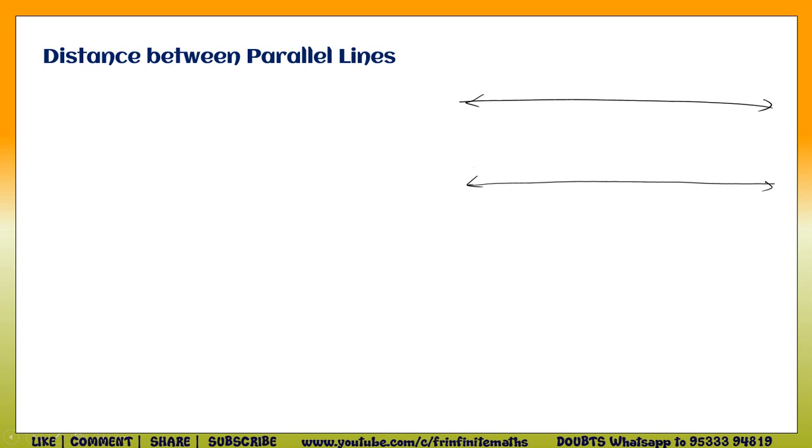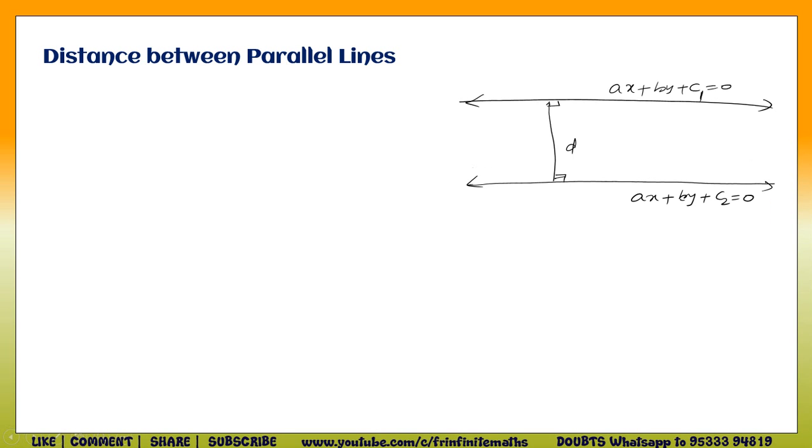So these are nothing but two lines, and the distance between those two lines is always constant, and that distance is nothing but the perpendicular distance. Suppose this line is ax plus by plus c equal to 0, with the constant as c1. Then its parallel will always be of the form ax plus by plus c2 is equal to 0.